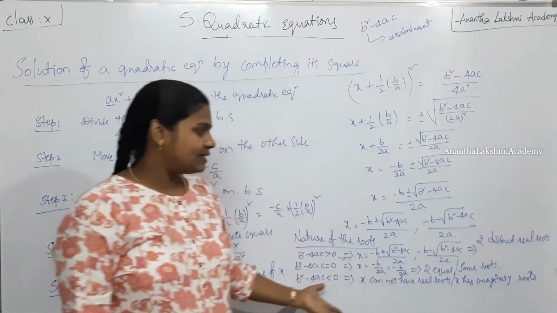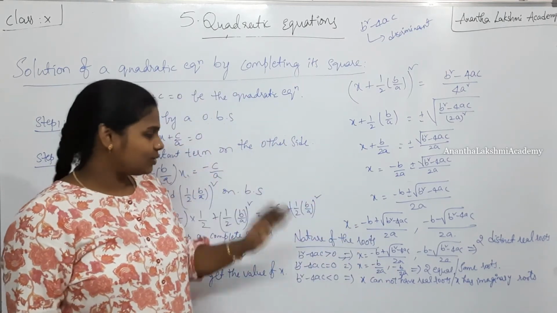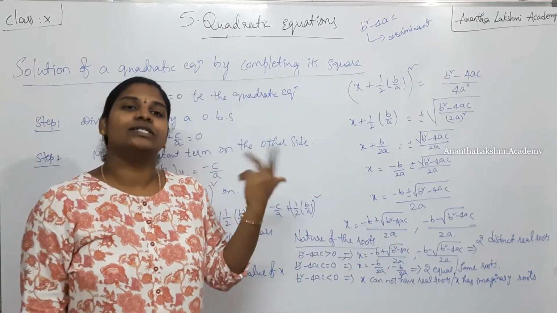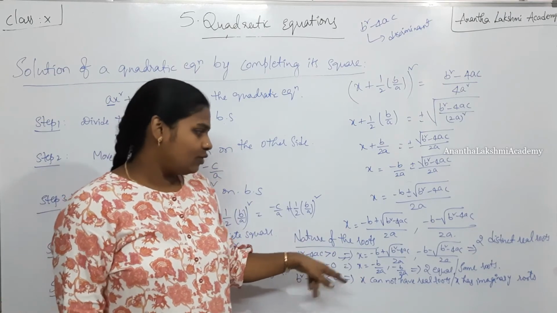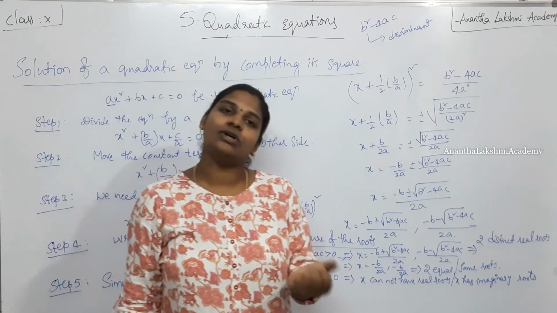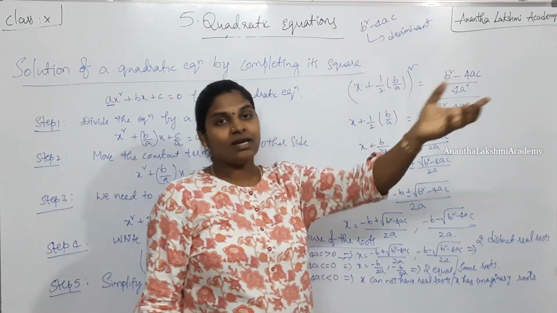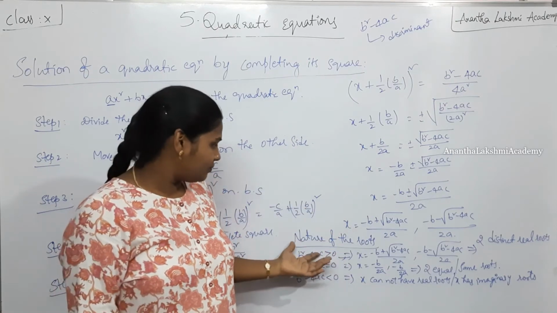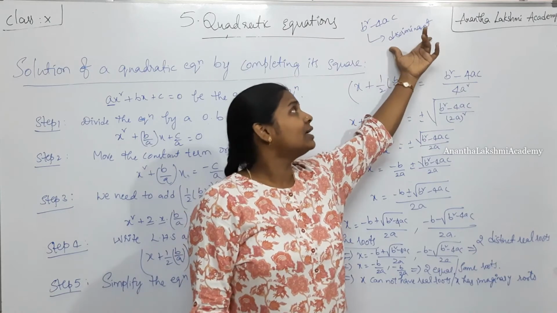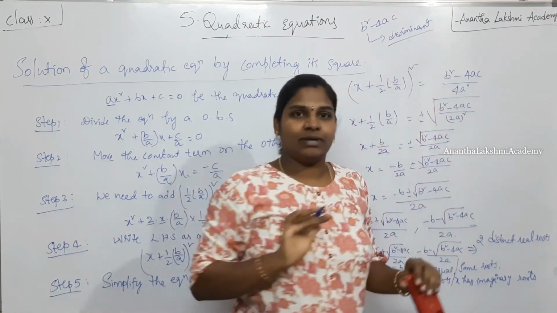Since this is a very small concept, I have covered it in the same session. So, b square minus 4ac, when it is greater than 0, we have two distinct real roots. When it is equal to 0, we have two equal or same roots. When it is less than 0, x cannot have real roots or it has imaginary roots. Since we are figuring out the nature of the roots depending upon the value of b square minus 4ac, that is called the discriminant. You have to remember this term, discriminant.